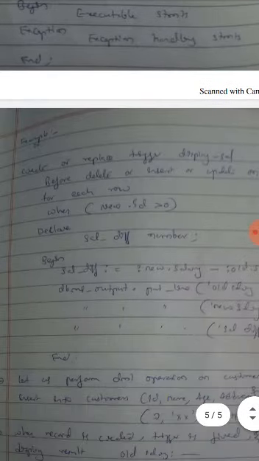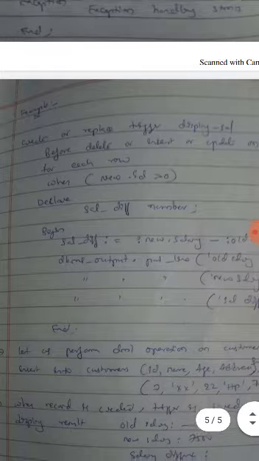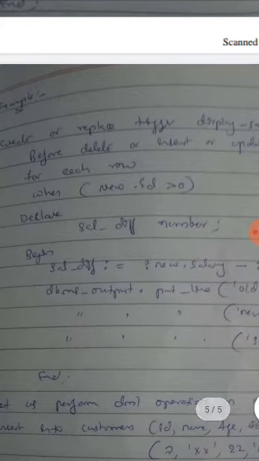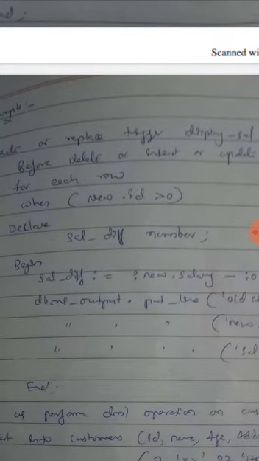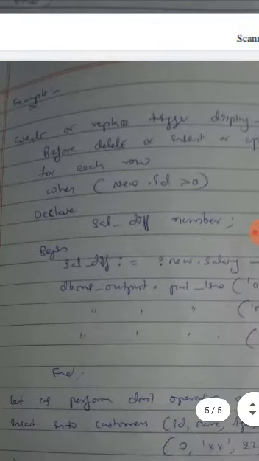See here with an example: create or replace trigger, trigger name, before delete or insert or update on customers, for each row, when new.id greater than 0. What is the trigger name? Display_salary, before delete. So when a user is doing operations like delete, insert or update, before, not after, for each row when new.id is greater than 0, it is going to trigger.